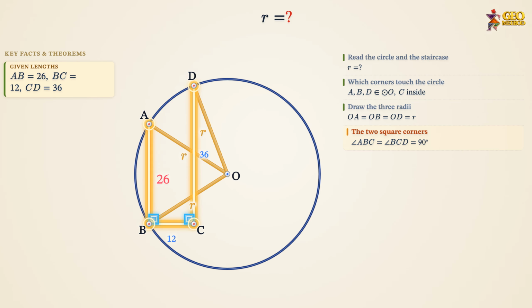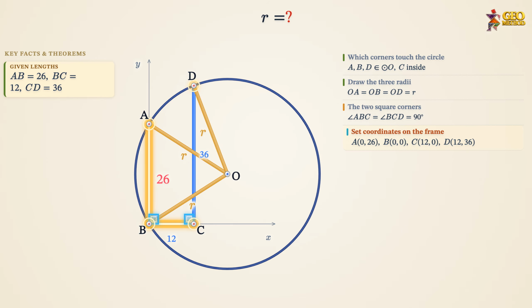The 2 turns of the staircase are square corners. Segment AB is vertical and segment BC is horizontal, so the angle at B is 90 degrees, and likewise the angle at C between segment BC and segment CD is 90 degrees. These right angles let us lay down clean coordinates.